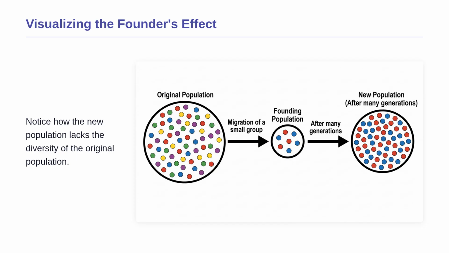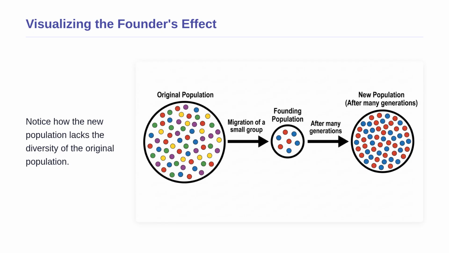Now, follow the arrow showing the migration of a small group. This tiny founding population only contains red and blue dots. They have left all the green, yellow, and purple genetic variations behind.